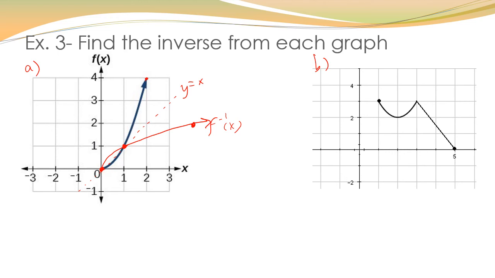B. So again, we want to pick off the nice points. So there's a nice point at 1, 3. If I flip 1, 3, that becomes 3, 1. Okay. Here's another nice point. That is 1, 2, 2, 2, which 2, 2 flipped is still just 2, 2.